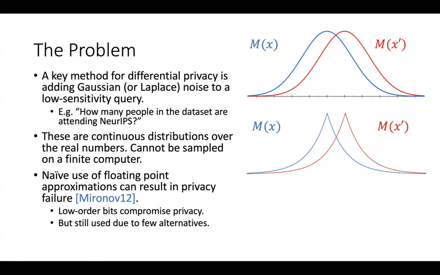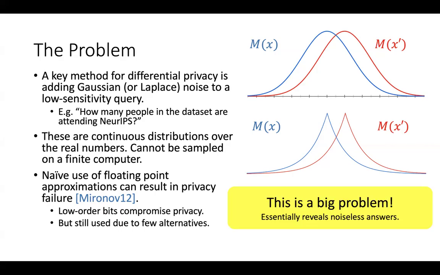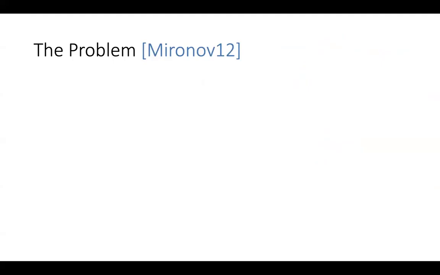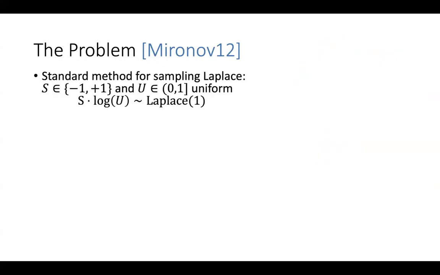But people were still using this because there just aren't a lot of alternatives. And I think it's important to emphasize that this is a big problem in the sense that the privacy violation that you get essentially reveals noiseless answers. So you've basically added noise, which has a cost in terms of utility, but you're not actually getting privacy if an adversary is looking at the low order bits of your output. Okay, so let me give you a little bit more detail about the attack that Ilya Mironov presented.